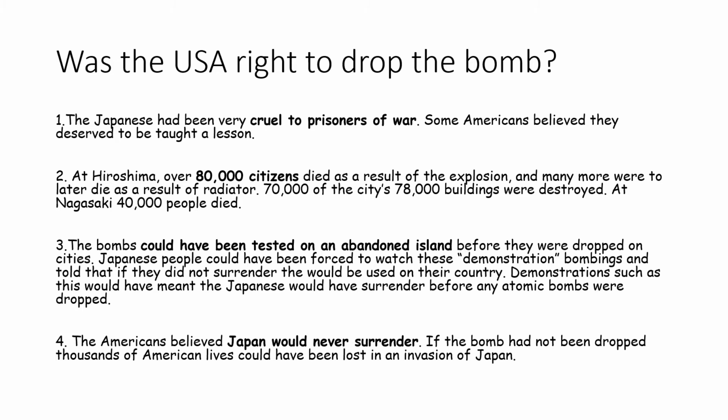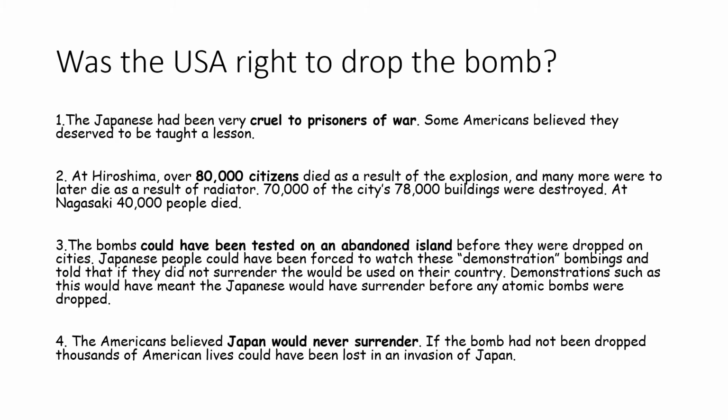Right, moving on. On this slide, there are four pieces of information. I'll read through them. You have to decide whether to write them in the for section of your table. So do they support dropping the bomb, or are they against dropping the bomb? I'll read through each of the four and then we'll pause the video and write them in the correct area on our table. Okay, so number one, the Japanese have been very cruel to prisoners of war and some Americans believed they deserved to be taught a lesson. So do we think that's for or against?